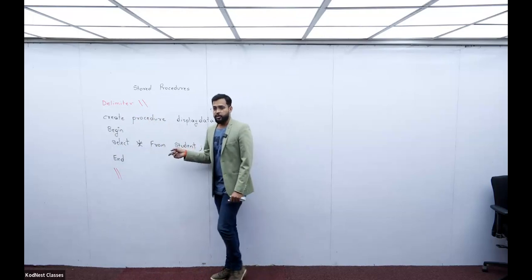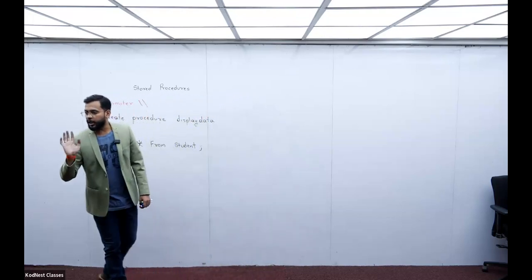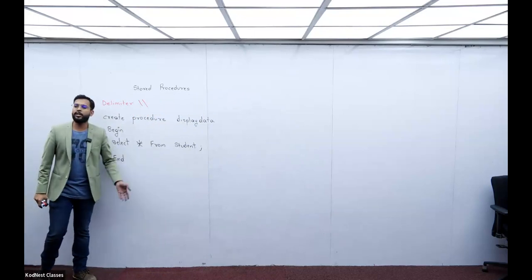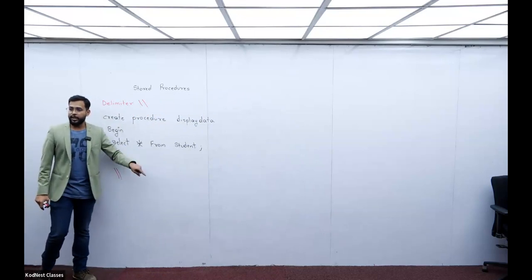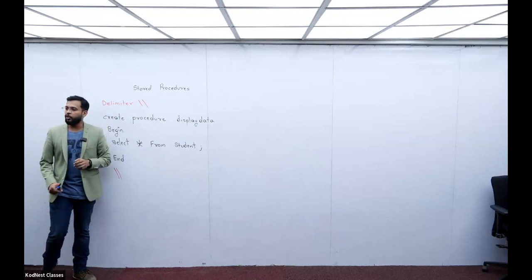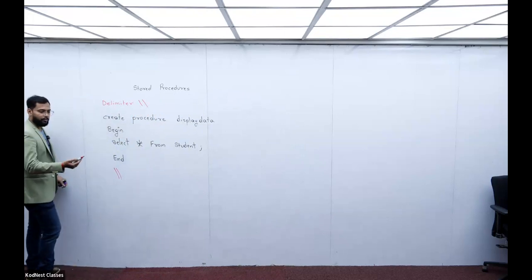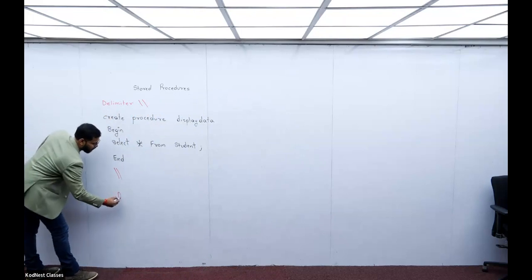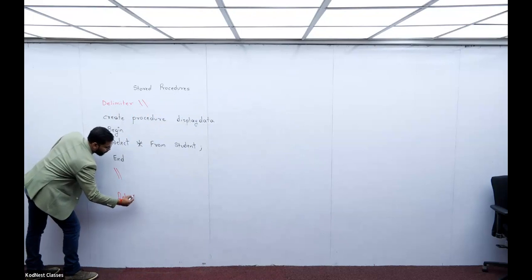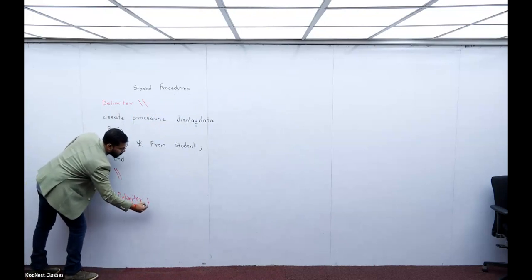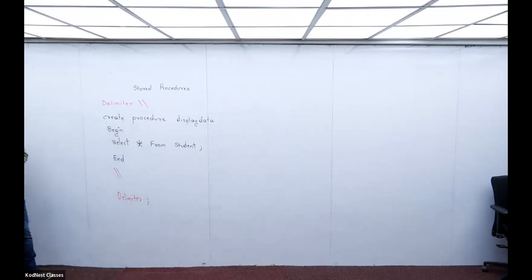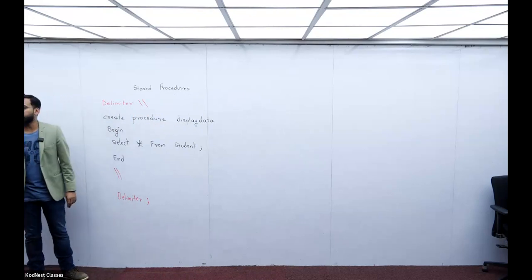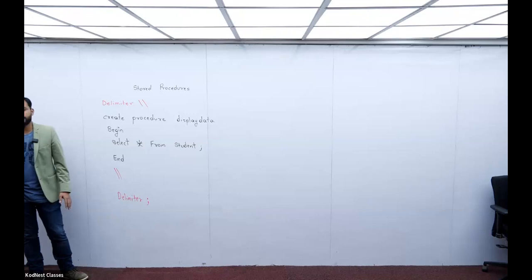But after this, for whatever else you do, semicolon will not work with the changed delimiter. So again, what do you have to do? Whatever change you have made, you have to change it back. So after this, the delimiter again becomes semicolon. After this, wherever you put a semicolon, MySQL will again treat it as the end of the statement. Is this clear with everyone?